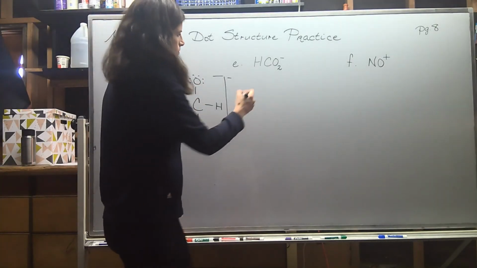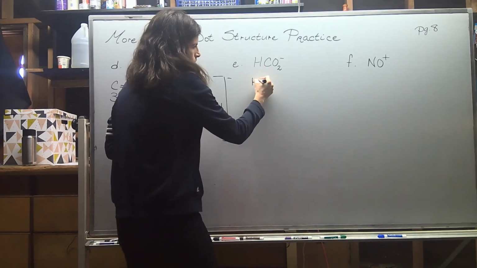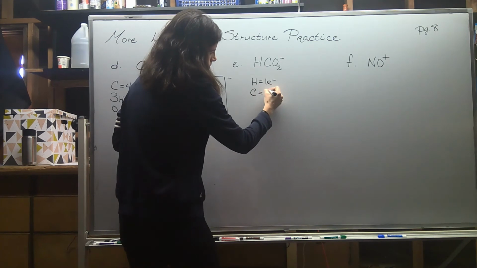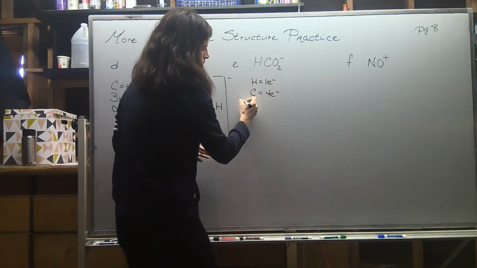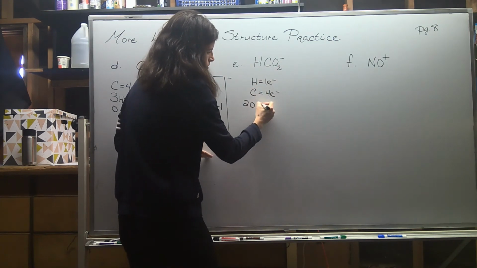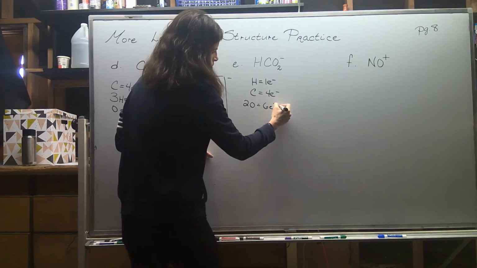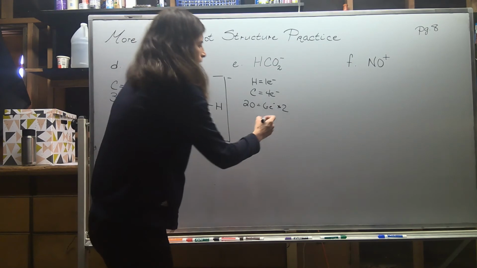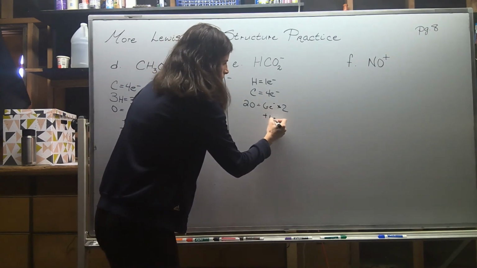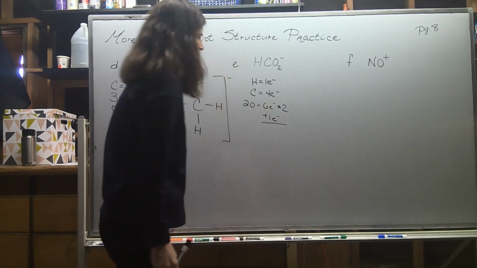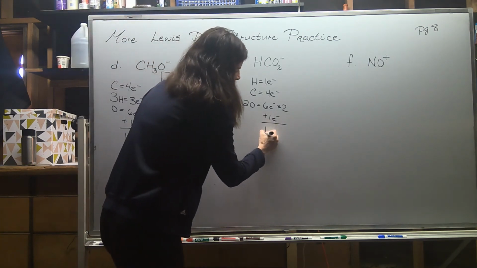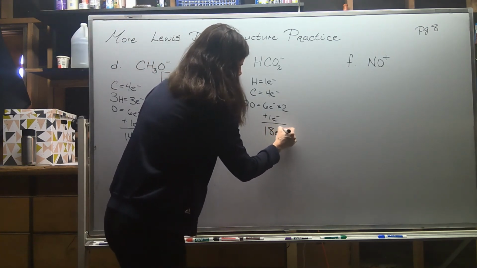Moving up, we have hydrogen with 1 electron, carbon, 4 electrons. In this structure, we have 2 oxygens, so I'm going to do 6 electrons times 2. And it does have a negative charge, so I'm going to add 1 more electron. So 5, 6, 12, I'm getting 18 electrons altogether for this structure.